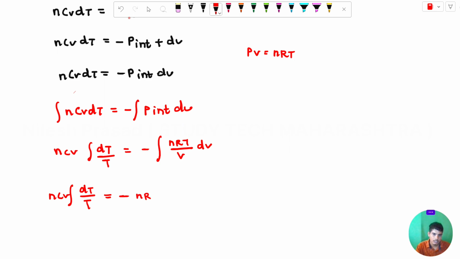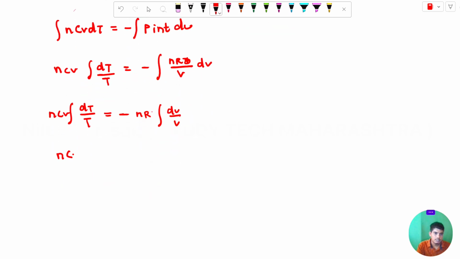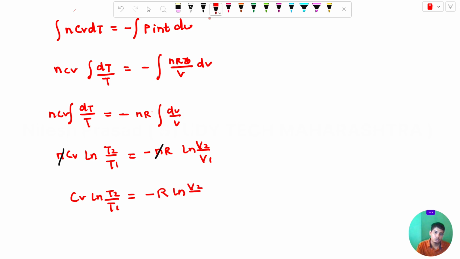What is the constant value? nR. And the integration inside is dV upon volume. After integration you find n Cv ln T2 upon T1 as the first term, and the second is minus nR ln V2 divided by V1. Can I simply cancel the n, because on both sides n is the same? After removing n from this equation, Cv ln T2 upon T1 is equal to minus R ln V2 divided by V1.